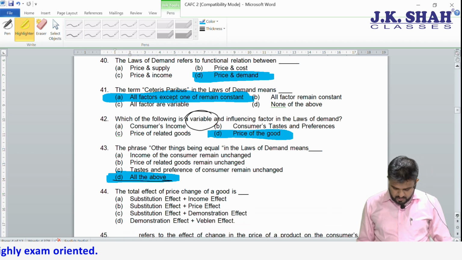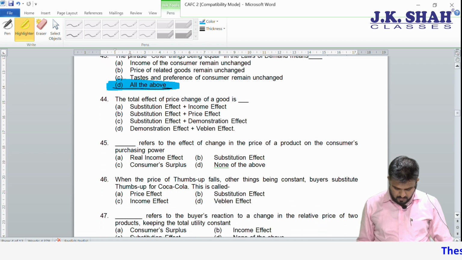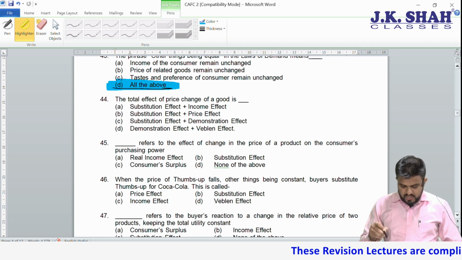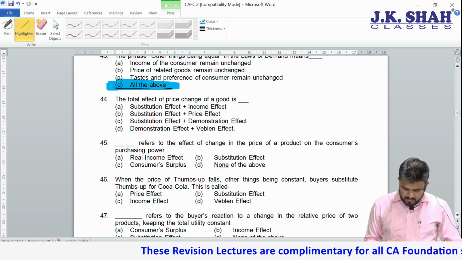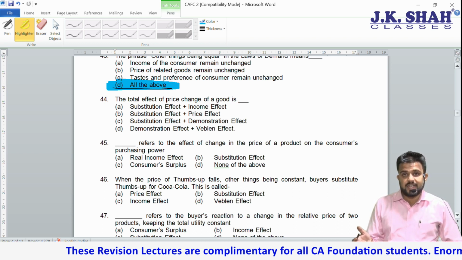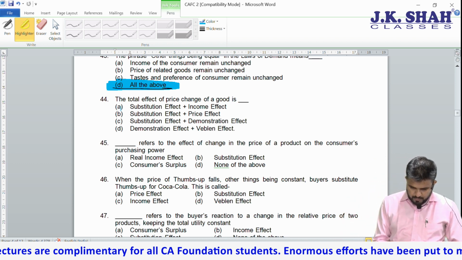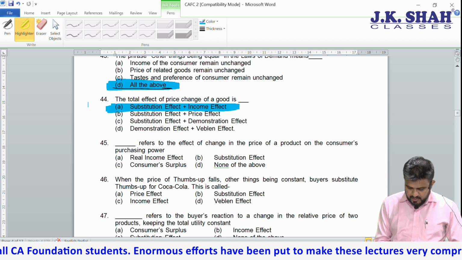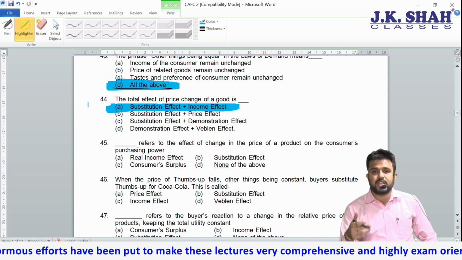Moving to the next. 44. The total effect of price change of a good is. So we had done substitution effect and income effect. So the most appropriate answer would be substitution effect and income effect, because ultimately it leads because of change in price.